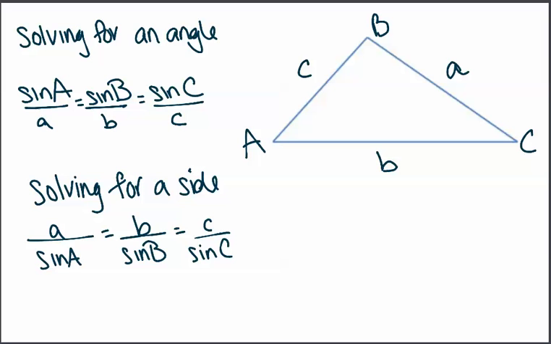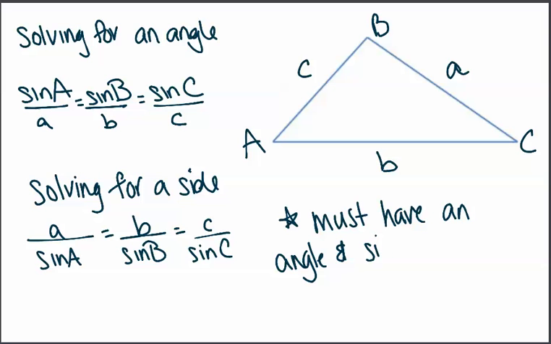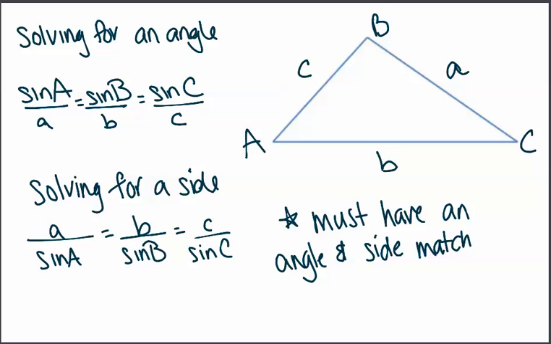In order to do this, you must have an angle and side match. And by match I mean you need angle B and side B. So if you don't have one, you have to be able to get one. So let's go ahead and try example 1.